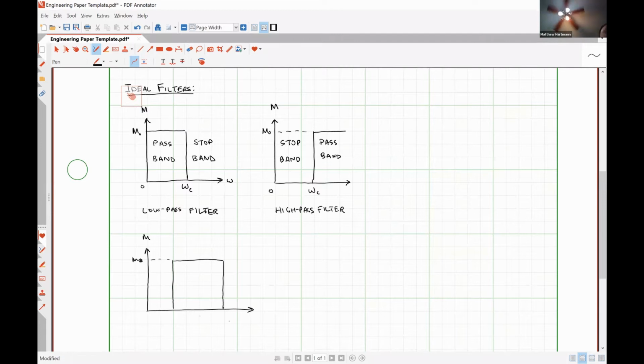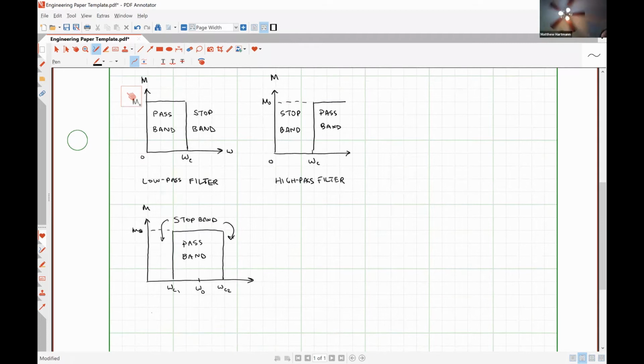Let's see, let's call this omega naught, omega C1, omega C2. And in some textbooks, you might see omega C1 as omega low and omega C2 as omega high, where this middle region is our pass band. And then we have 2 stop bands, one on each side of the pass band. So this is what's called a band pass filter because it passes all frequencies within a specified frequency band from omega C1 to omega C2.